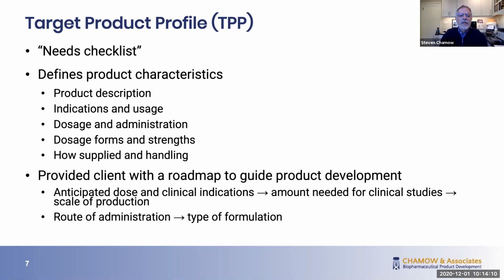This document, a TPP, provides the client with a roadmap in order to guide product development. So for example, the anticipated dose and the clinical indications defines the amount needed for clinical studies, which then defines the scale of production. And since we need to know the scale of production in selecting appropriate CDMOs, the TPP gives us the linkage between the anticipated dose and clinical indications and what the scale of production needs to be. Also, the route of administration defines the type of formulation. And so that's another thing that we need to have visibility on at the beginning of the program.